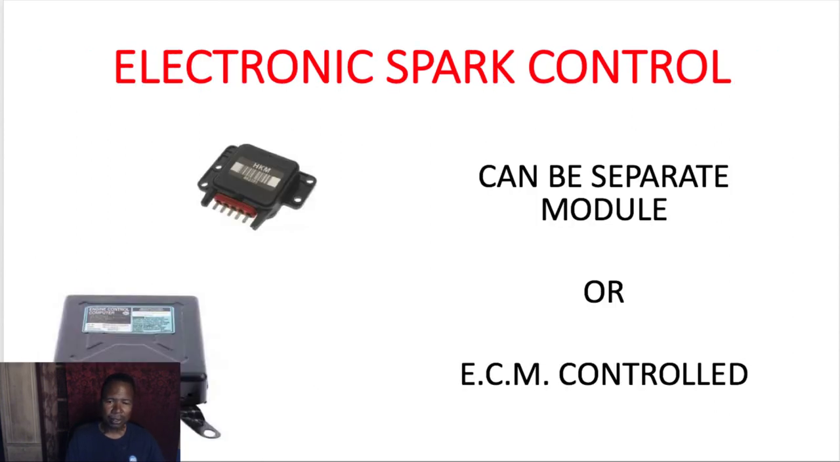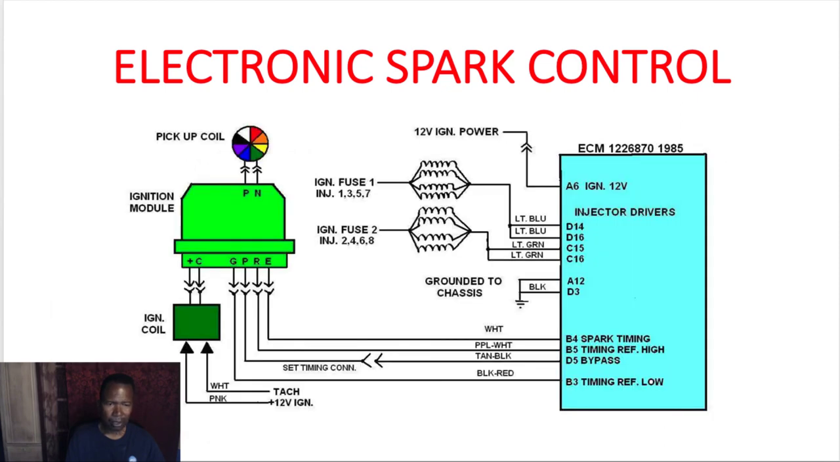Here's a newer version, electronic spark control by the ECM or ICM. Here's electronic spark control by a pickup coil, which sends a signal to the ignition module. The module sends a signal to the ECM, and the ECM determines when to fire the ignition circuit. So I think that covers all the spark control items.